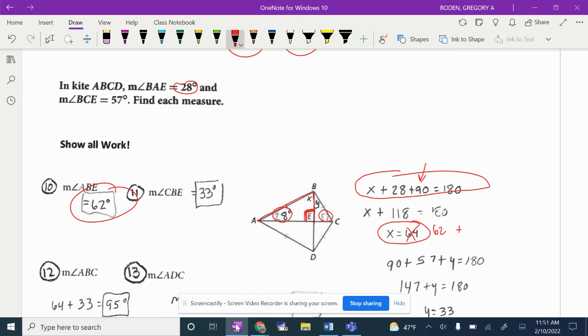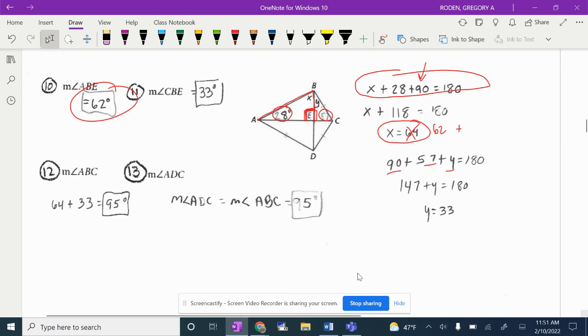The next one we want to get is the measure of CBE. Well, again, we know that angle E is 90. We have a given 57. We want to find Y, and that equals 180. Doing the math, we add 57 and 90 to get 147. Subtract 147 from both sides, and we get 33. So that one is 33 degrees right there. We know that this angle is 62 degrees, right?